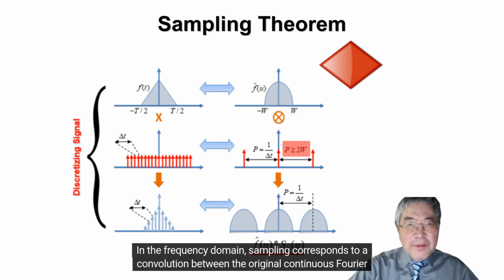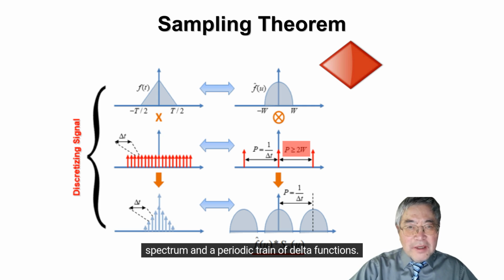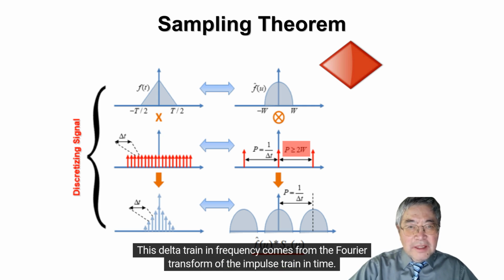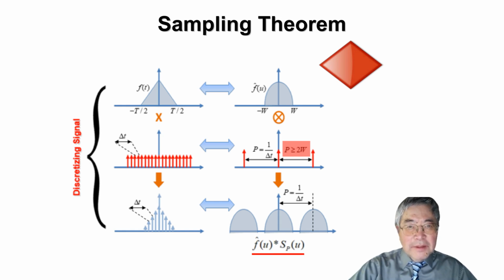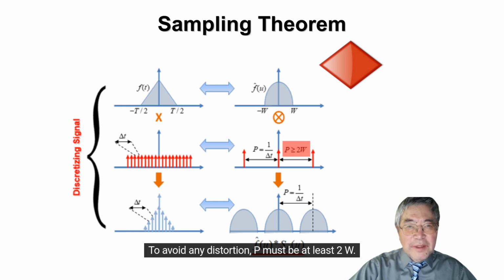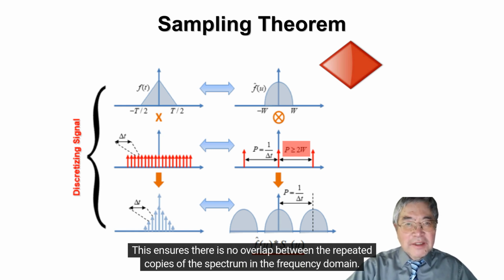In the frequency domain, sampling corresponds to a convolution between the original continuous Fourier spectrum and a periodic train of delta functions. This delta train in frequency comes from the Fourier transform of the impulse train in time. The spacing between the deltas in frequency, which we'll call p, is the reciprocal of the sampling interval delta t. To avoid any distortion, p must be at least 2w. This ensures there is no overlap between the repeated copies of the spectrum in the frequency domain.